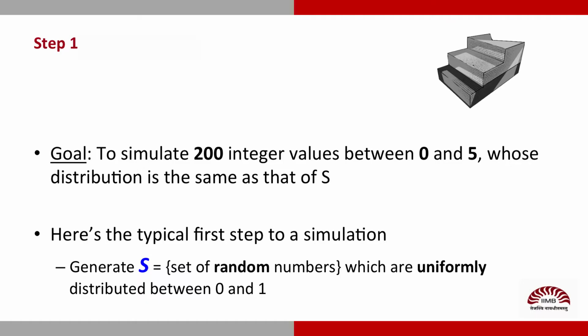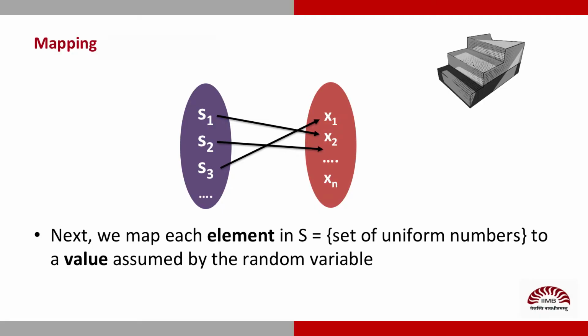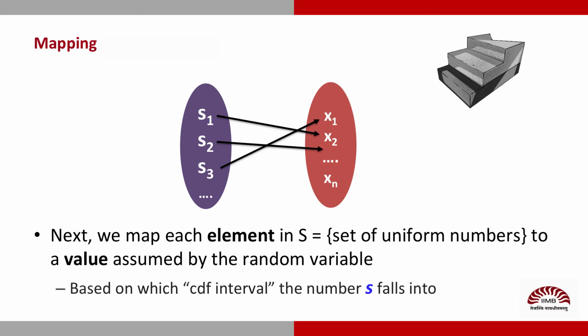What does it mean to simulate such a variable? We must create a set of values between 0 and 5 whose frequencies mimic the probability mass function. We'll begin by generating a set of numbers, let's call it S, which are uniformly distributed between 0 and 1. Sounds familiar. And then we'll map each of these numbers to a value of the random variable x based on the CDF of the variable.